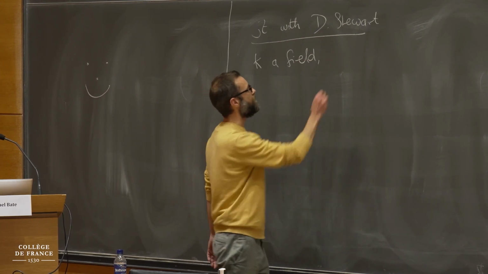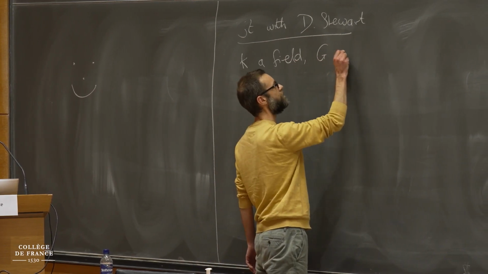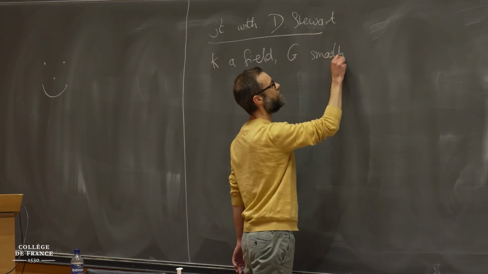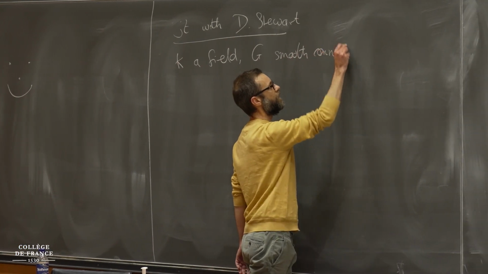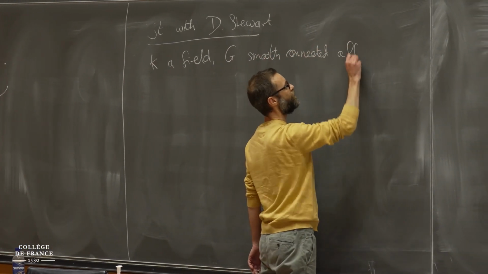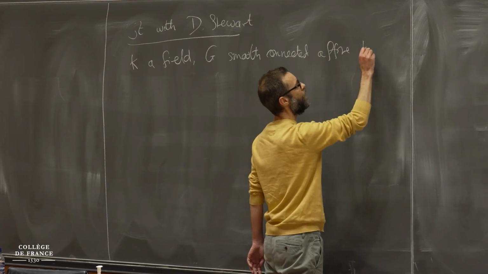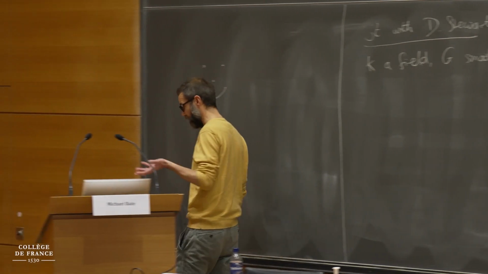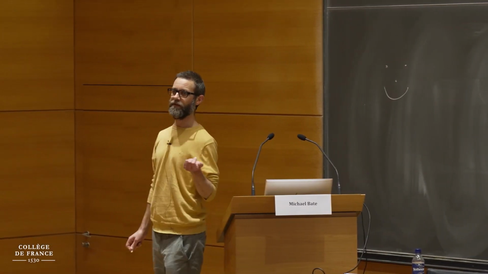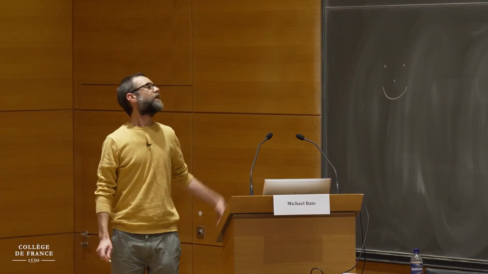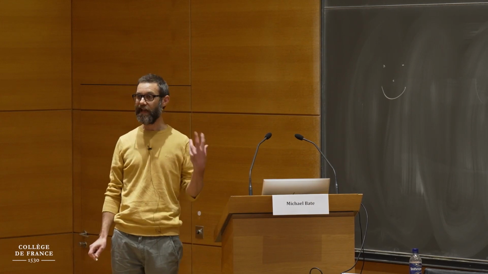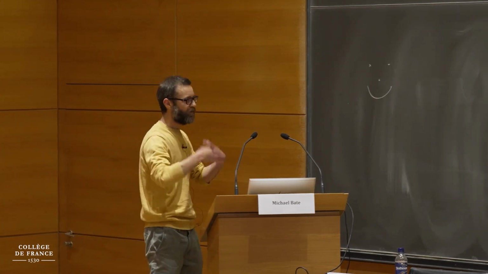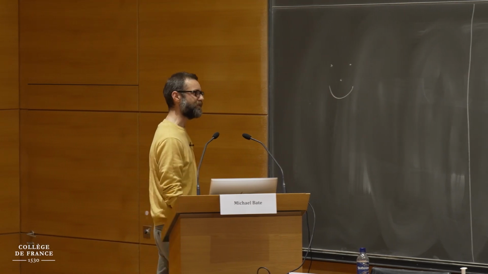And I want to talk about smooth connected linear affine algebraic groups over this field, and I want to talk about the rational representations of such groups. So linear actions of such groups on k-vector spaces with a morphic structure.